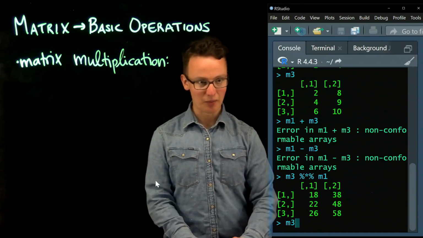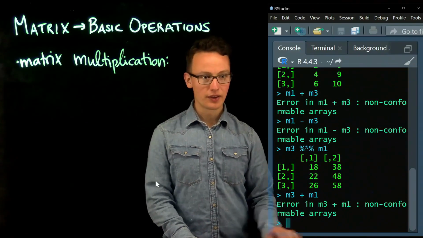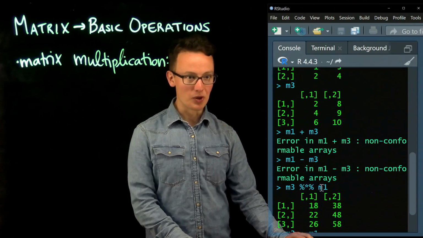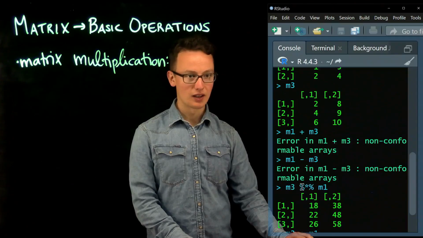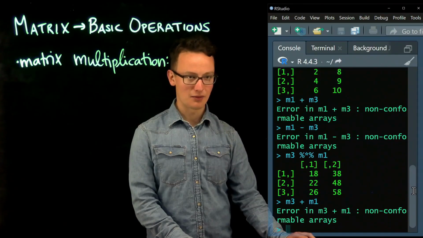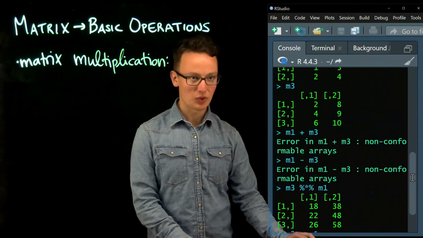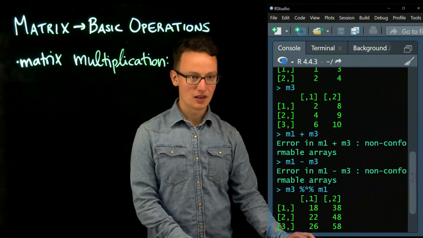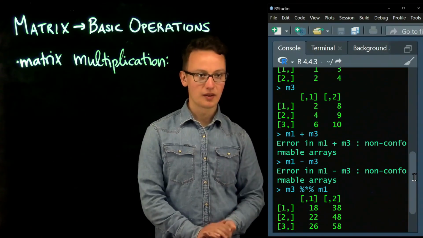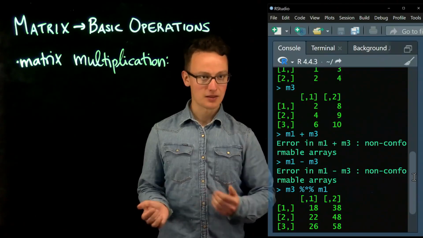We also couldn't do m3 plus m1 either, but we can do m3 multiplied with m1. And what does this mean? Why can we do this, and how does this multiplication operation work? That is what we're going to see next.